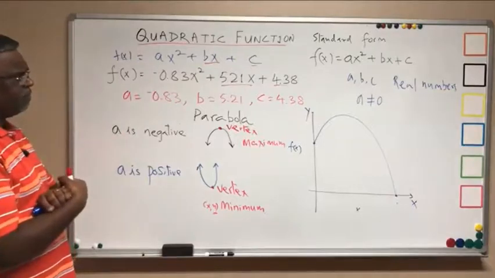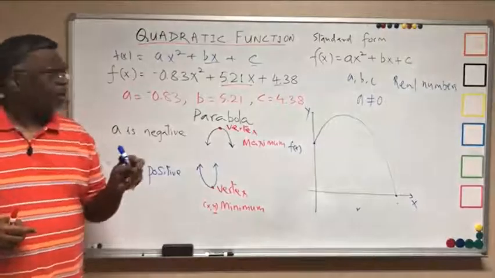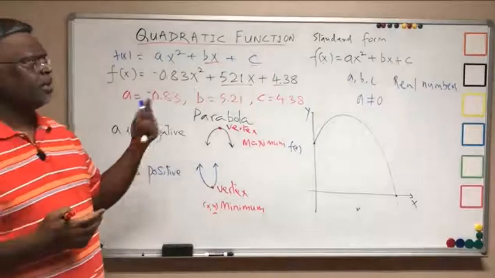Okay, so this is the basic information about the standard form of a quadratic function. f of x is equal to ax square plus bx plus c.